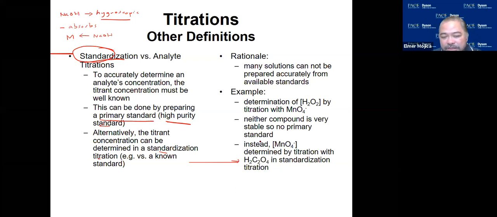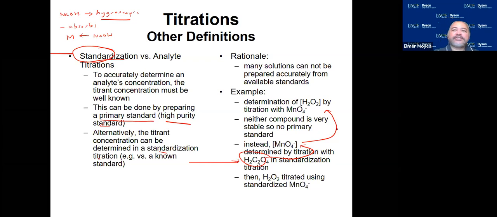So what do you have here? You get the permanganate concentration from that titration, and then you titrate it with H2O2, so you get the concentration of your hydrogen peroxide. Usually you do this type of experiment in 2 parts, and the first part is the standardization.